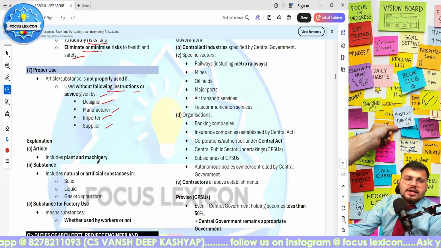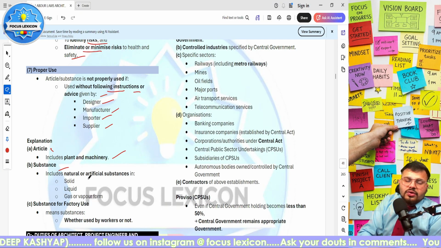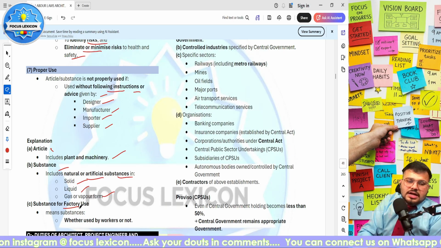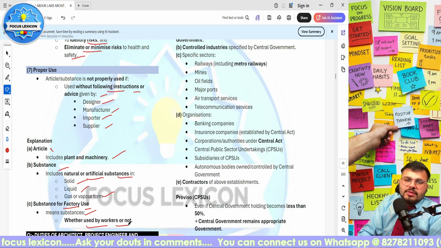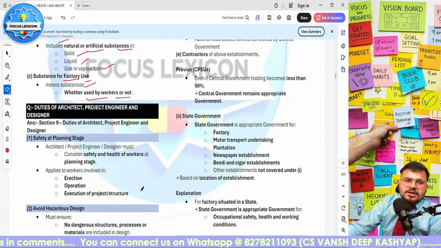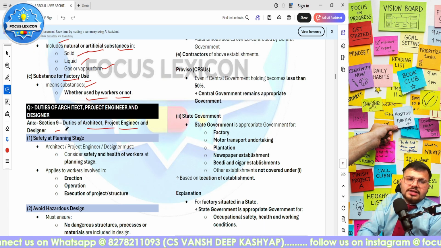Then explanation. Article includes plant and machinery. Substance includes natural or artificial substance, in solid, liquid, gas or vapor form. Substance for factory use means substances used by workers. Then duties of architect, project engineer and designer. Section 9. Duties of architect, project engineer and designer.